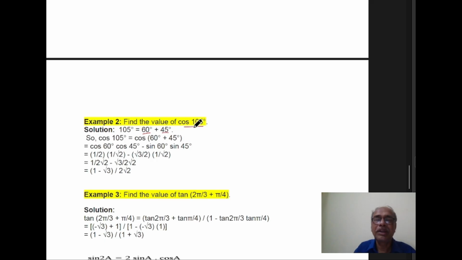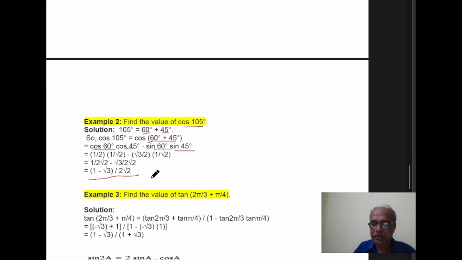Here 105 degree, you can take as 60 degree plus 45 degree. So cos of 60 degree plus 45 degree, that means cos of alpha plus beta. So what is this? Cos alpha cos beta minus sin alpha sin beta. We know cos 60 degree equals half, cos 45 degree equals 1 by root 2, sin 60 degree equals root 3 by 2, and sin 45 degree equals 1 by root 2. Substituting these values and solving, we get the value.